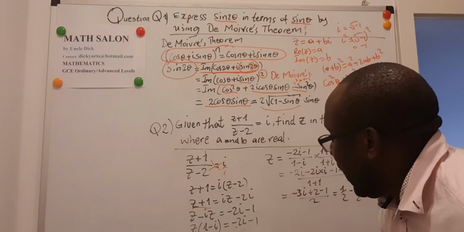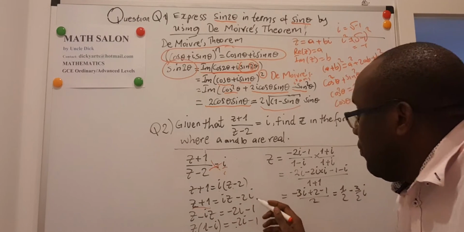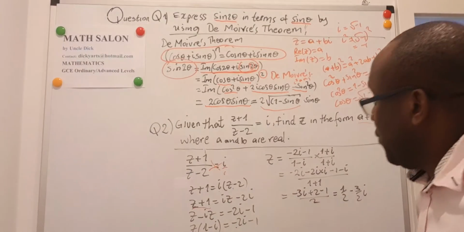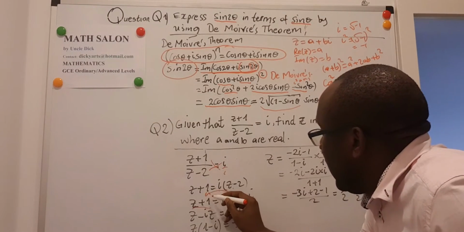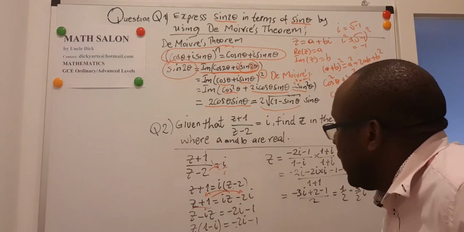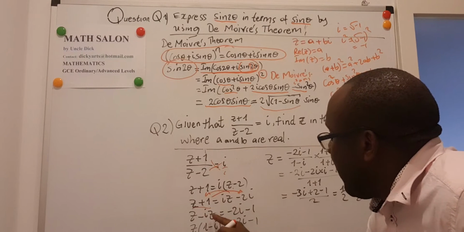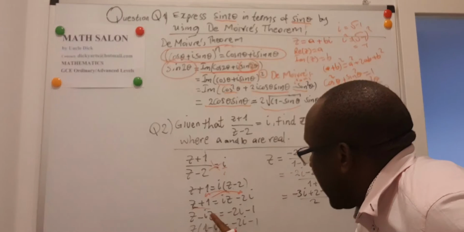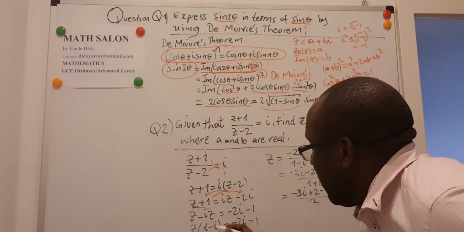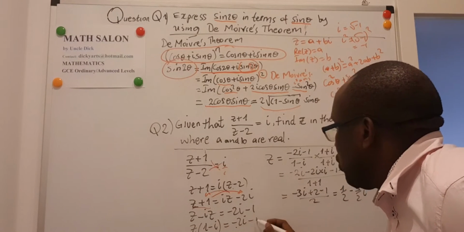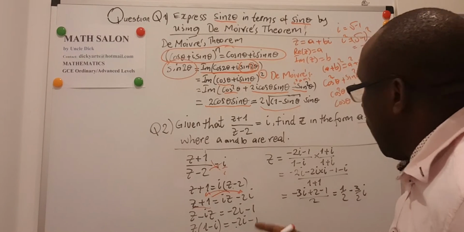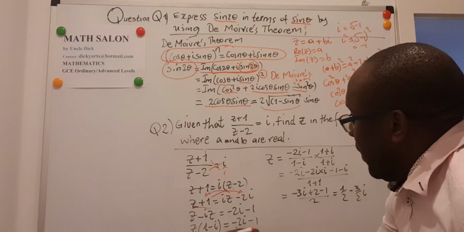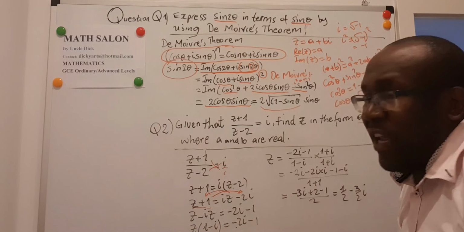minus 2i. Then I try to bring all the z's together. So I can take this z to this other side and this 1 to this other side. So iz goes there to become minus iz, plus 1 comes this way to become minus 1. I can factorize z, then I get 1 minus i, and this is equal to minus 2i minus 1. Of course, I can divide both sides by 1 minus i to get my z, and I'm done.